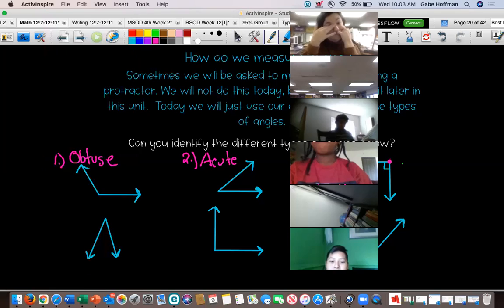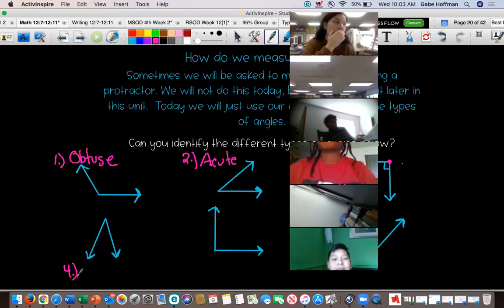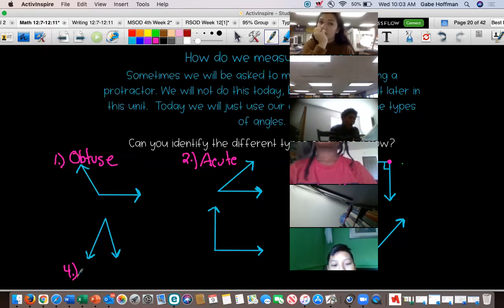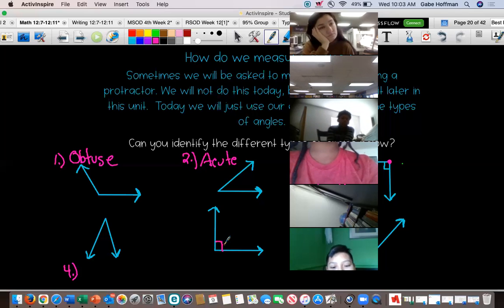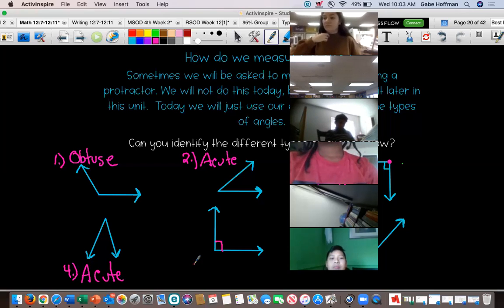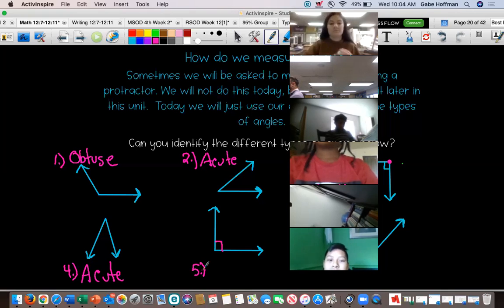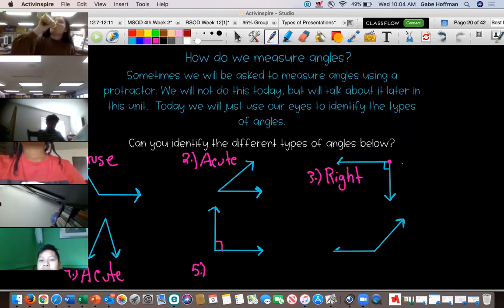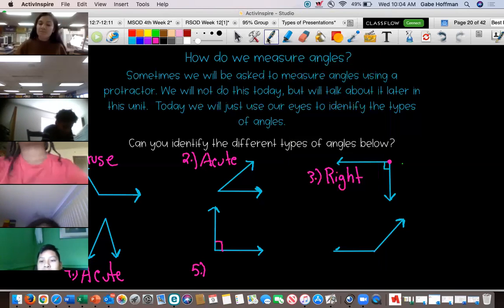Alejandro, number four, what kind of angle is that? What kind? Is it small and closed? Is it acute? Is it perfect 90 degrees with a square? Or is it more open? Acute, very good. It's small and closed. That's an acute angle. Number five, Aseel. It's okay, we'll wait. What's number five, Aseel?